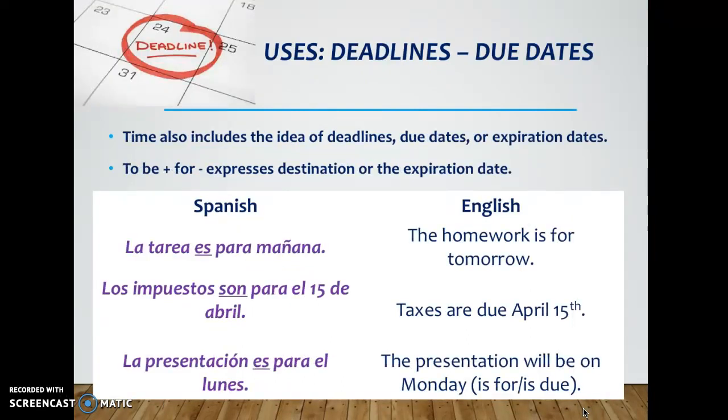When we discuss time, you can also think of it like due dates and deadlines refer to time, and they also use ser. Okay? Expiration dates use ser as well. So when you're discussing deadlines, you're going to use the noun first, then the verb ser, then para, which means for, and then the date that it is due and or due to expire.